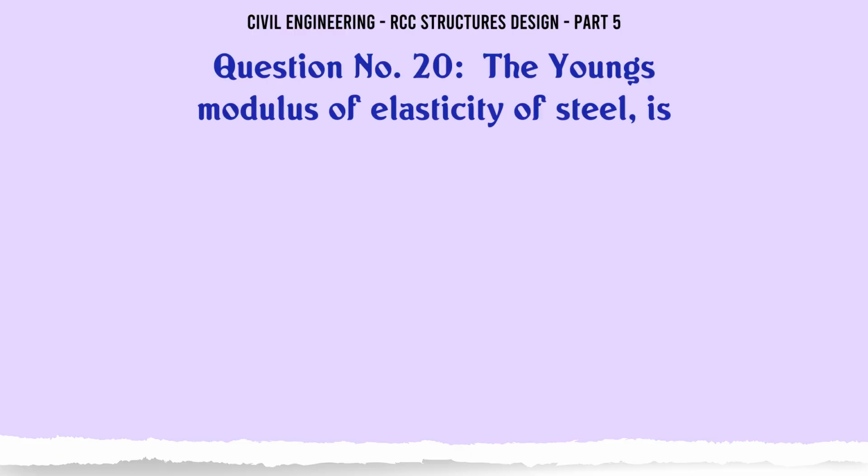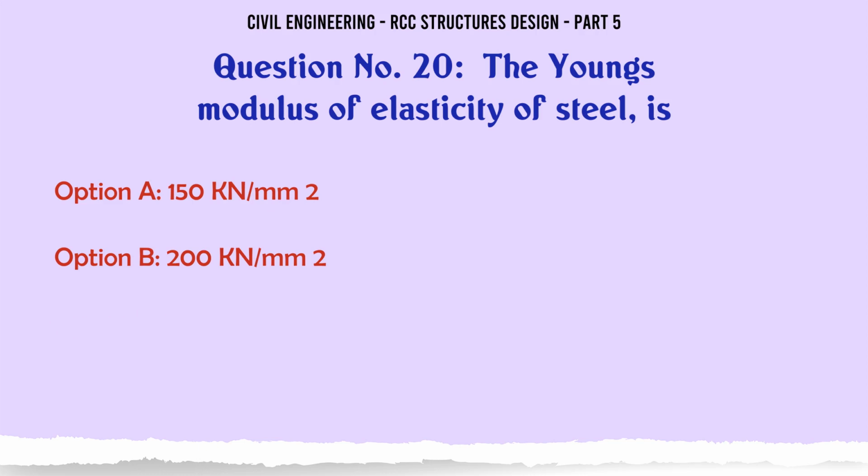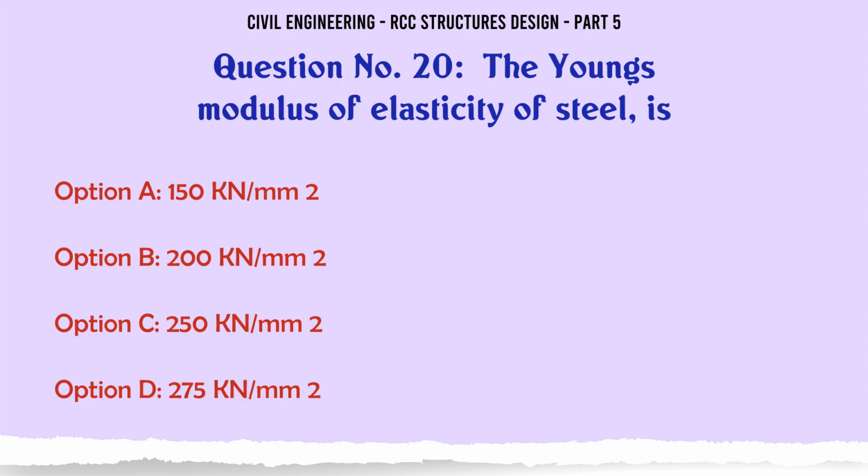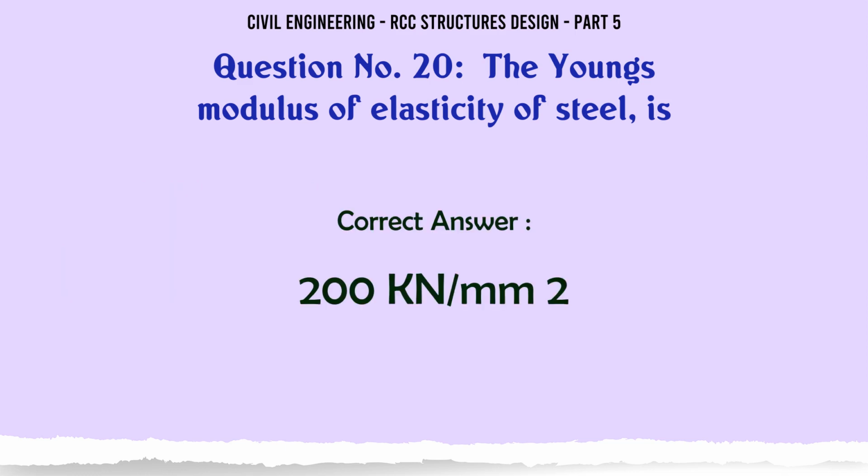The Young's modulus of elasticity of steel is A. 150 kN/mm2, B. 200 kN/mm2, C. 250 kN/mm2, D. 275 kN/mm2. The correct answer is 200 kN/mm2.